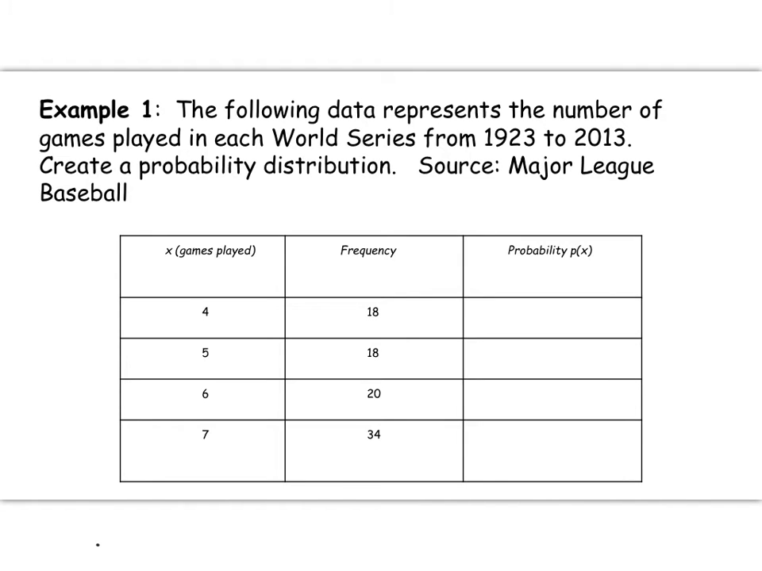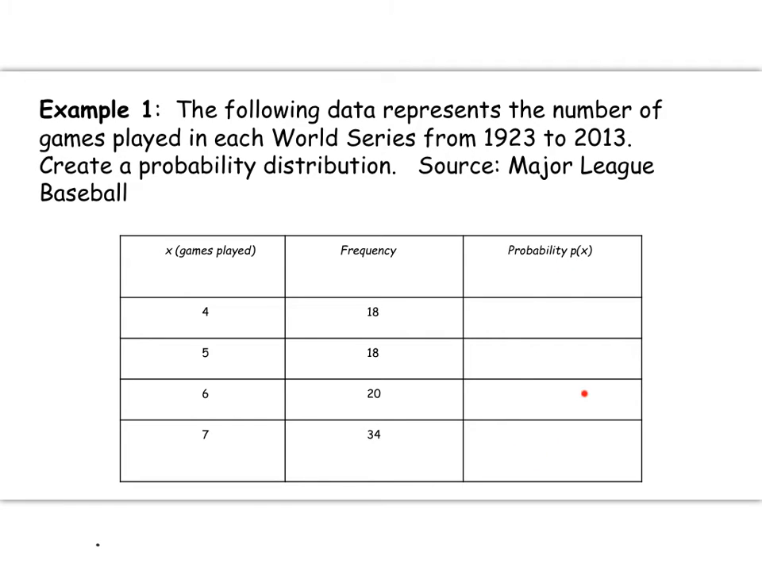Okay, so here I have an example. The following data represents the number of games played in each World Series from 1923 to 2013. Create a probability distribution. So from 1923 to 2013, that's a difference of 90 years. And if I add all my frequencies together here in the second column, those do total up to 90. So that's the total number of years. And over here in this first column is the number of games that it took to win the World Series. And again, that second column is how many times each of those occurred.